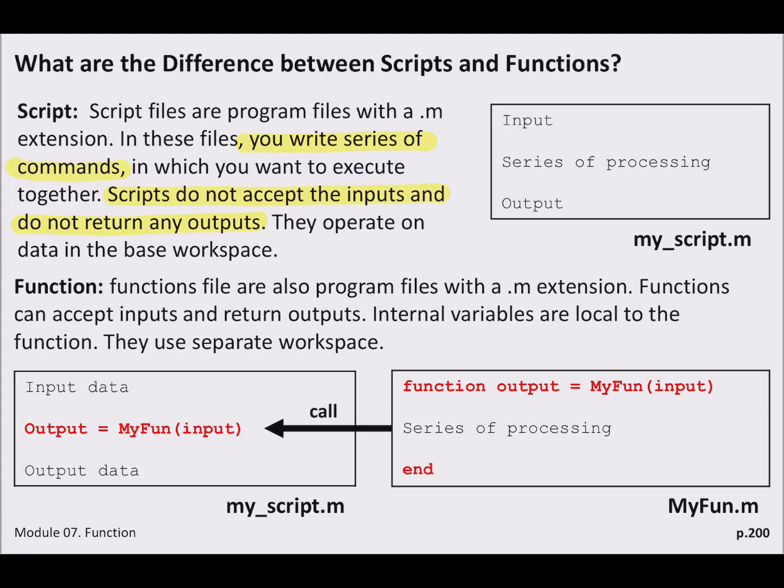On the other hand, a function accepts input, and the output will vary depending on the input. Functions and scripts use their own workspace. In other words, they use separate workspaces. That's the major difference. I'll talk about what a workspace is, and what a separate workspace means.